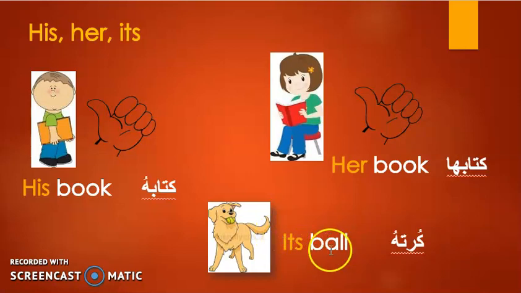Its ball. كرته. So this is a dog. So the ball belongs to the dog. Its ball. This is the third thing, singular.